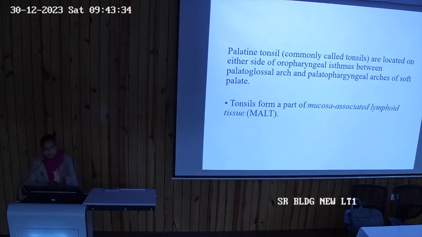So it is present on either side of the oropharyngeal isthmus. You put a star mark if you do not understand now, because it will be covered later. You just write the location between palatoglossal arch and palatopharyngeal arches of the soft palate. Now tonsils are a part of mucosa associated lymphoid tissue that we have discussed. Only lateral part of this is covered by the capsule.